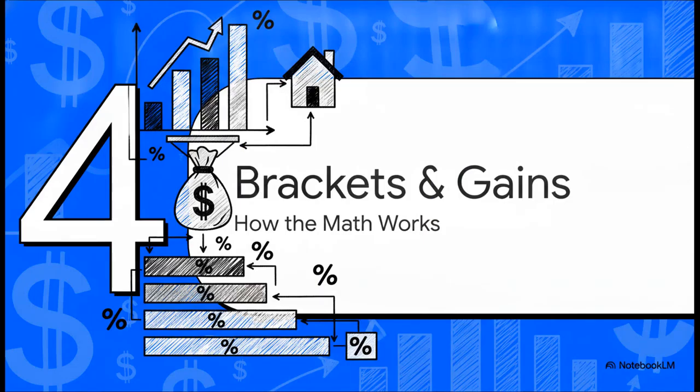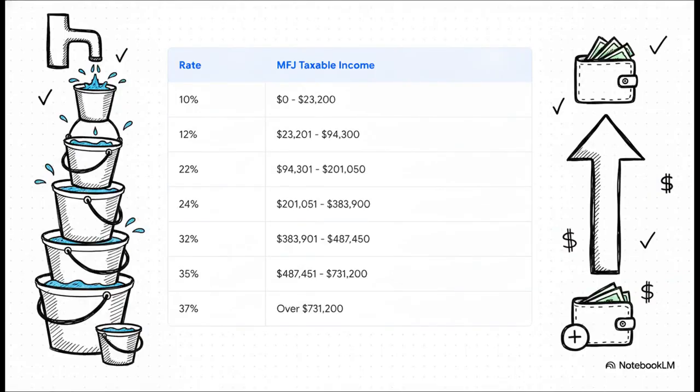Let's move to step 4 and see how this builds. Marginal brackets and capital gains. This is where we look at how the math actually works. Now that we found your final taxable income, we have to determine the exact rate it's going to be taxed at. But to do that, we have to pause and bust another massive myth.